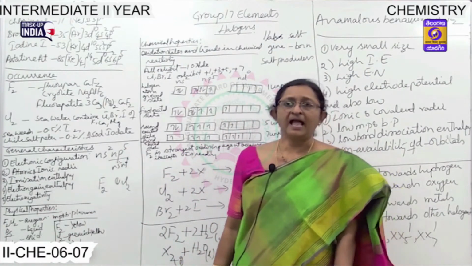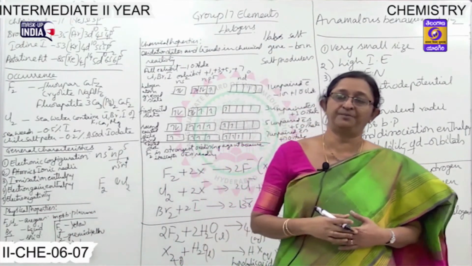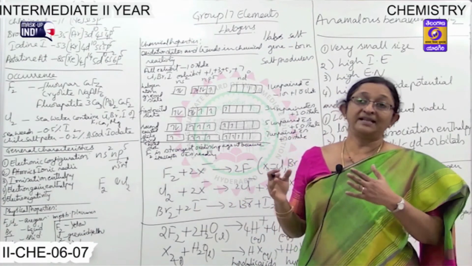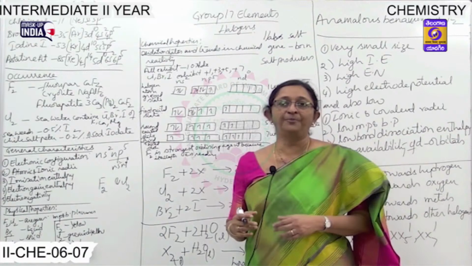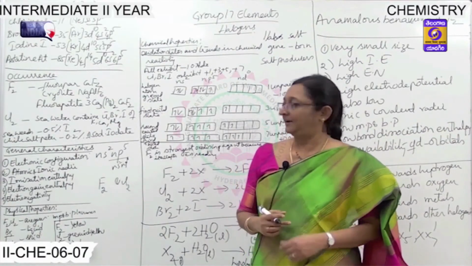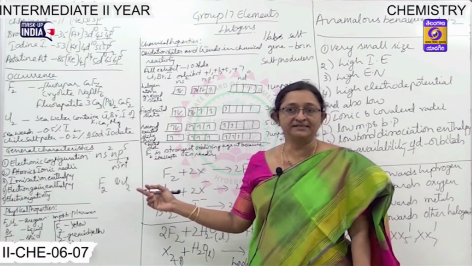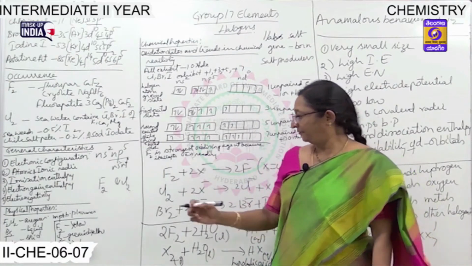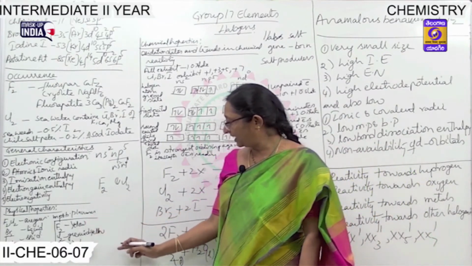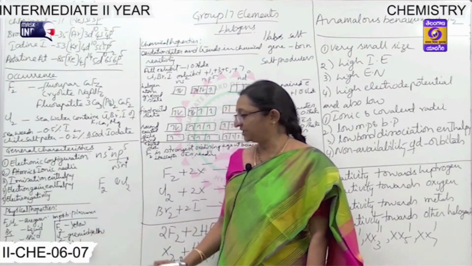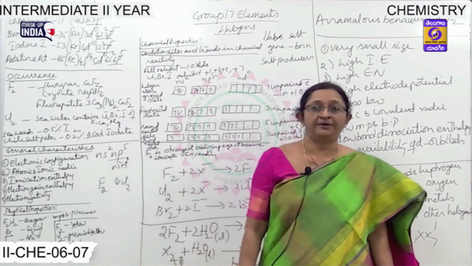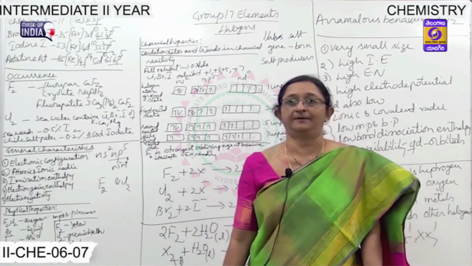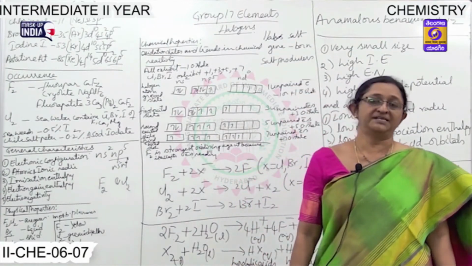Another important property shown by the halogens is that all the halogens are colored. So far we have not seen group elements exhibiting color. But when you look at the halogens, they show color. Fluorine has yellow color, chlorine has greenish yellow color, bromine has red color, iodine has violet color. Why do they show these colors?